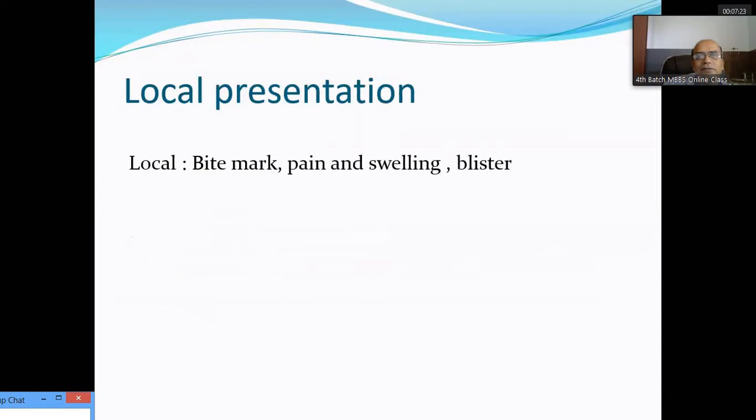Local presentation is most important, but with some snakes, like the parrot snake, the patient may present without any bite marks or local symptoms. So according to the different species, the local presentation varies. Cobra may have more local symptoms. Viper bite may have profound local symptoms, and parrot snake may have no local symptoms or bite marks at all. So the symptoms may be different. It depends upon the type of species.